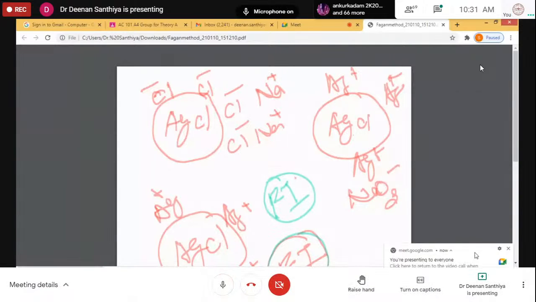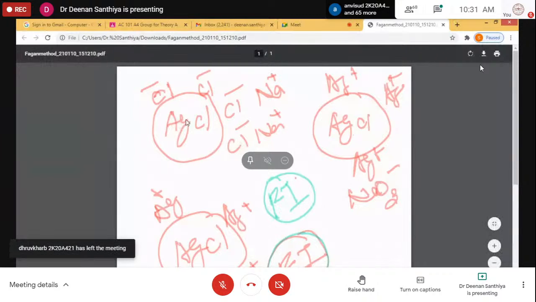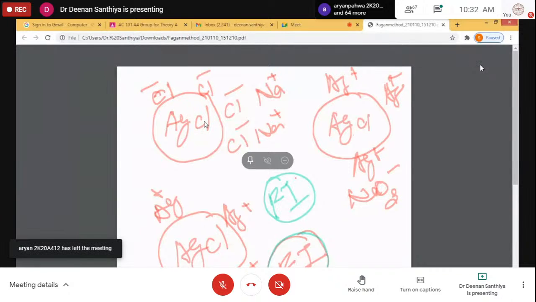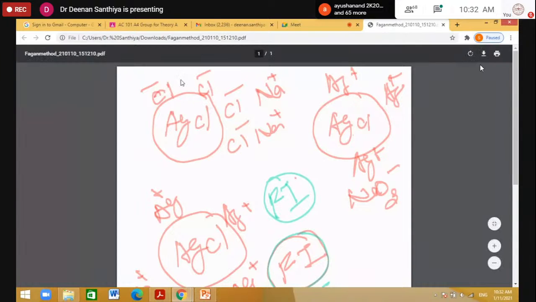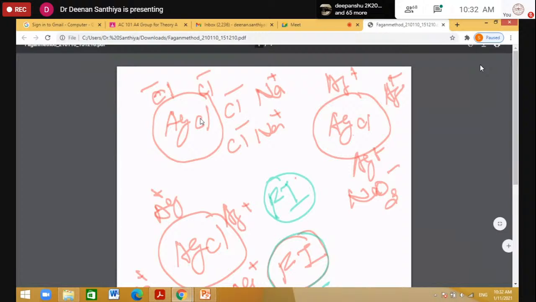Initially, we are titrating silver nitrate with sodium chloride. What will happen? Silver chloride precipitation will take place. As soon as you titrate, what remains is the chloride ions. The chloride ions will be adsorbed onto the silver chloride precipitate. The layer by layer formation will take place.